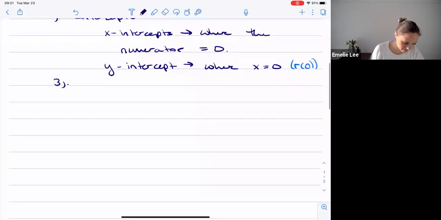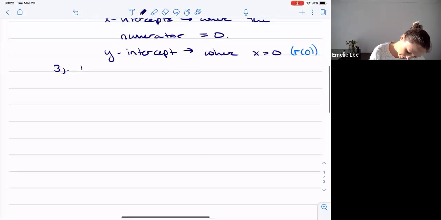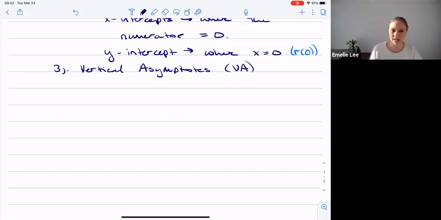Let me try to summarize here. The vertical asymptotes, which we'll abbreviate to VA, are going to happen where the denominator is 0. So again, that's why we had to factor. It's because later to find those vertical asymptotes, that's going to be the easiest thing. If we've already factored it, then we've done a lot of that work already.